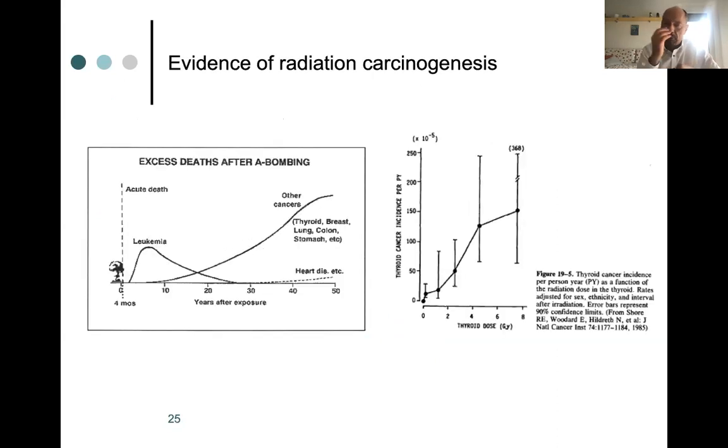Let's see what we can do in vitro. Just one word on in vivo. We will come back to this when we do stochastic effects. We know that radiation induces cancer. We know this for sure.